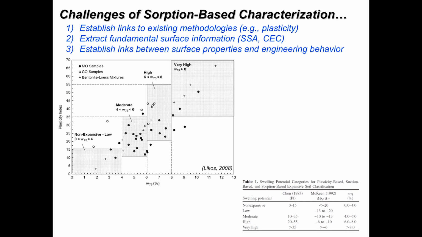The next step in using water vapor absorption as a classification tool, at least as my colleagues and I saw it, was to try and establish links between indices that we can obtain from absorption measurement. And so that's what this W75 is down here.